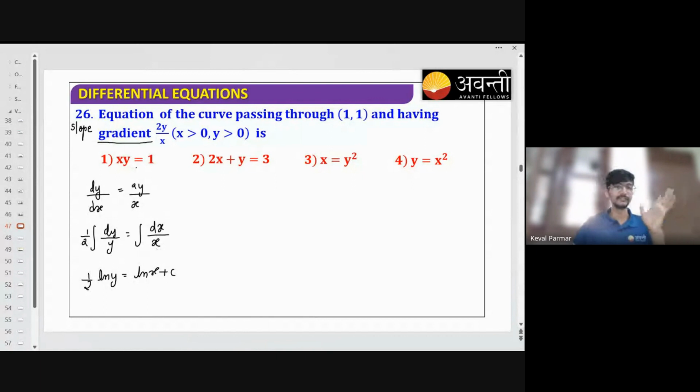Now I'm trying to say this. In all the four options, you will not see ln or log. So what does that mean? That means we have to simplify and get rid of the log. So first, let us get the value of c. It passes through (1, 1), so (1, 1) must satisfy. If I put (1, 1), I'll get 1 by 2 ln 1 equals ln 1 plus c. What is ln 1? 0. That means c is 0. So my answer is 1 by 2 ln y equals ln x.